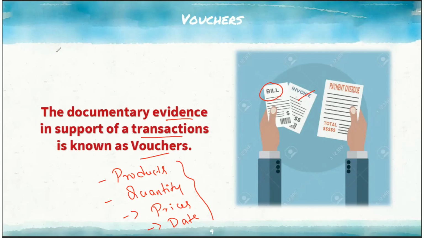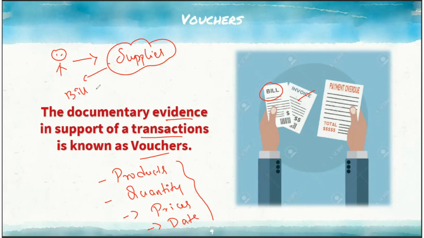Now, for example, the owner purchased goods from the supplier. Let's say he has purchased stationery items from the supplier. Now he will take the bill, right? He has to take the bill. The owner has to take the bill from the supplier for the purchasing of stationery items. And that bill he gets, you call that a voucher, for the purchasing of stationery items.